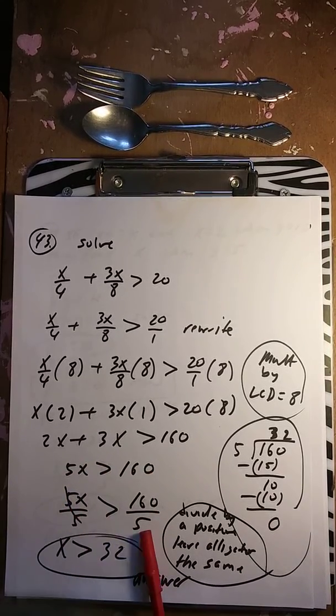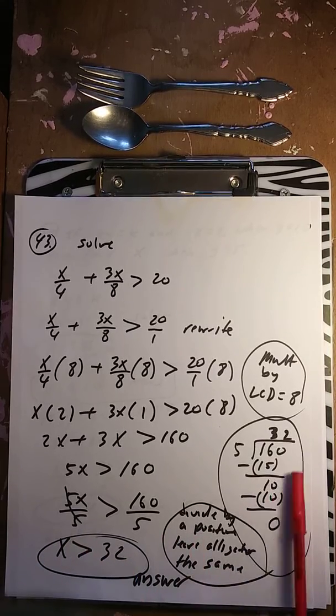Divide by positive 5, divide by positive 5. Don't turn the alligator, leave it alone. x is greater than what? 32, right here. Long division.